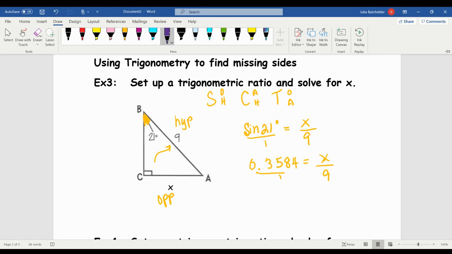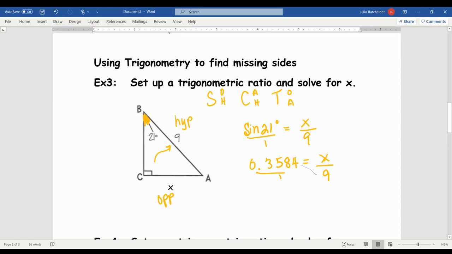I can do it a couple different ways. I can do cross multiplication if I like that, or I can just think about trying to get x alone. I would multiply both sides by 9. These would cancel, and I'd end up with x is equal to 9 times 0.3584, which is 3.2256.